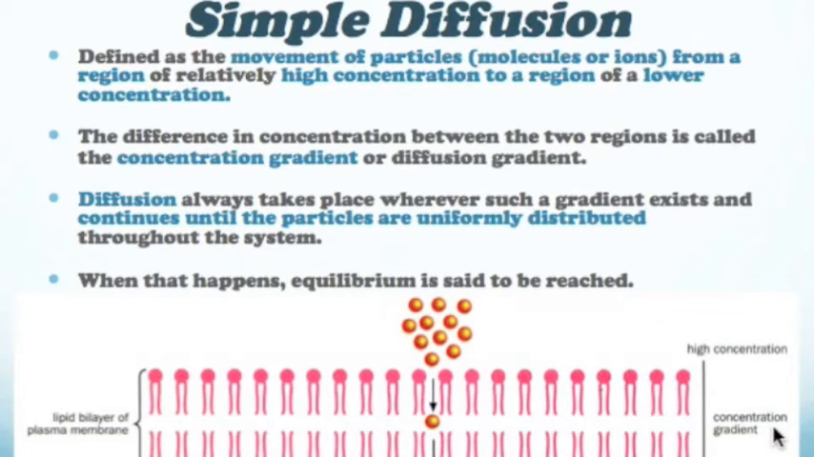So, simple diffusion. It's basically defined as the movement of particles from a region of high concentration to a region of low concentration. Alright? And these different concentration regions, the greater the gradient, the more that moves across and the faster this occurs. Okay, so diffusion takes place at a very fast rate if the concentration gradient is very high. If it's low, it'll occur at a slow rate.